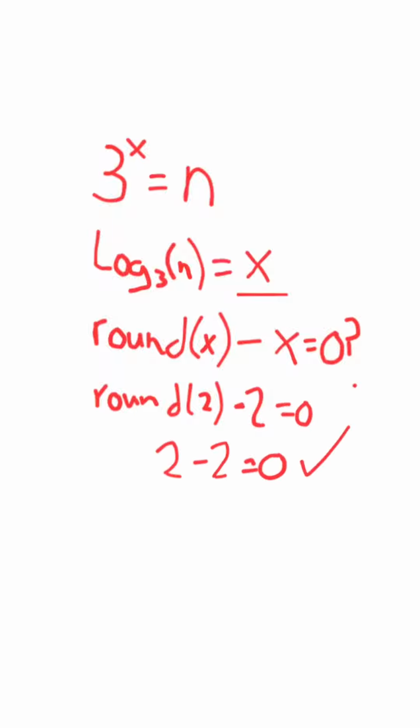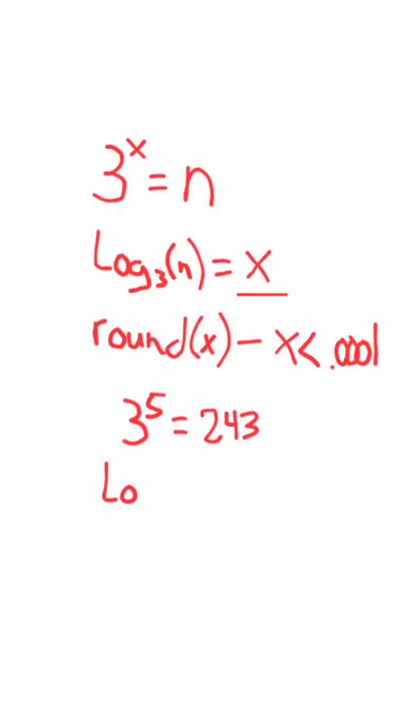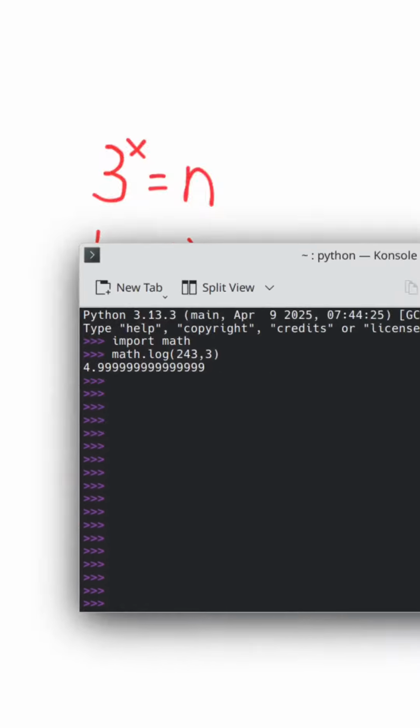But there is a little quirk we have to account for. Since we're programming and floating point operations aren't perfectly accurate, we're actually going to check if this is just really close to 0. For example, we know 3 to the 5th power is equal to 243, but in Python, if we do log base 3 of 243, it's actually going to give us 4.999 repeating. So we'll keep that in mind as we write the code, but that's really all there is to it.